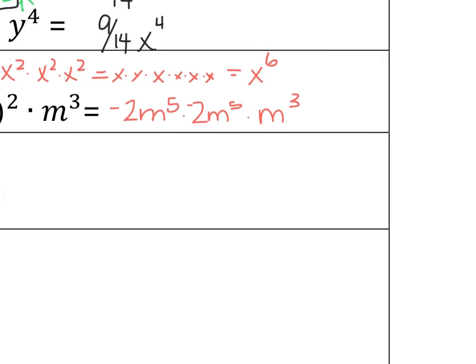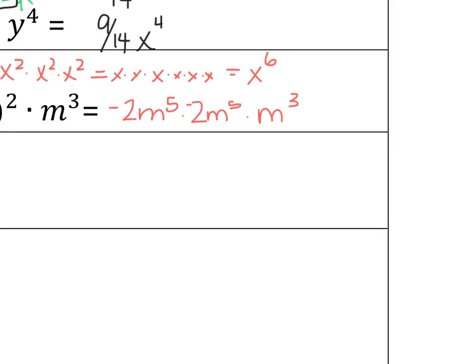If I regroup these so that I have like bases together, the -2 and the -2 I can write as negative 2 times 2, and then I have m to the 5th times m to the 5th times m to the 3rd.